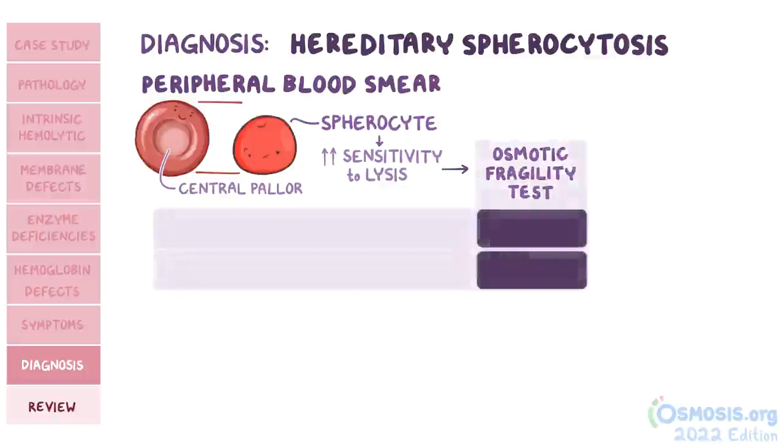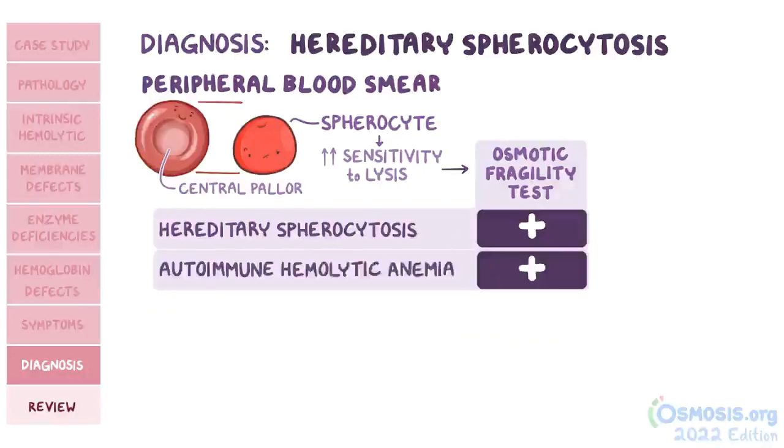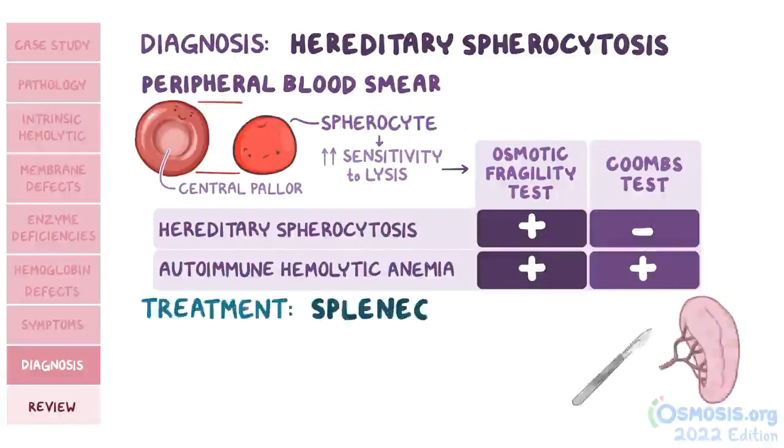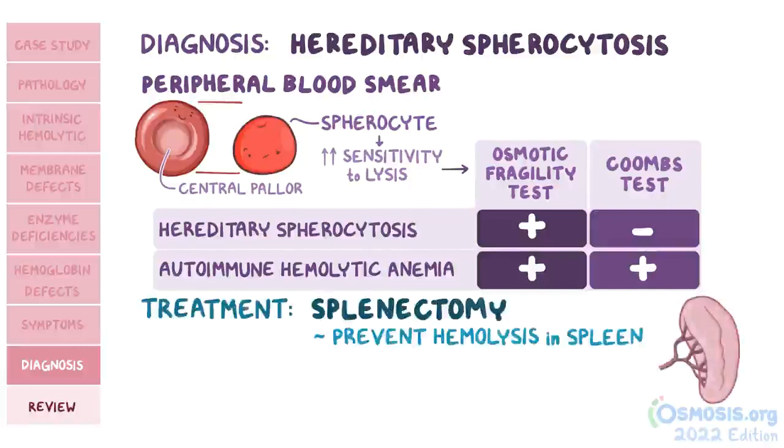But it's not specific for hereditary spherocytosis and is also present in autoimmune hemolytic anemia. However, the Coombs test is positive in autoimmune hemolysis and negative in hereditary spherocytosis, which can help distinguish these two disorders. The treatment is splenectomy to prevent hemolysis in the spleen.